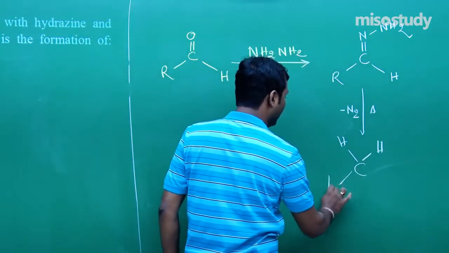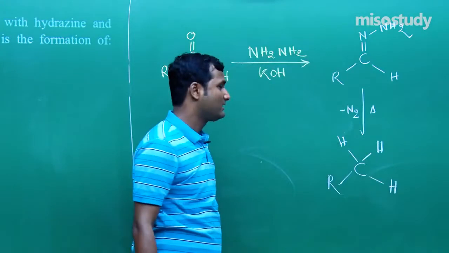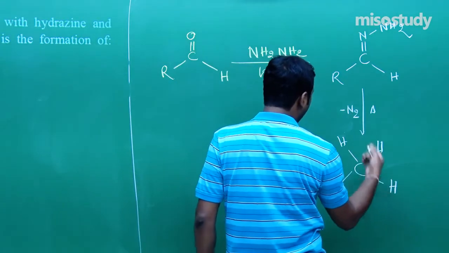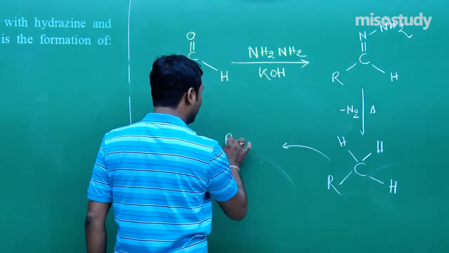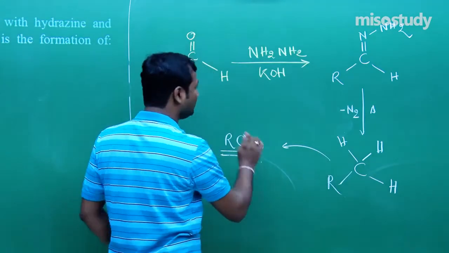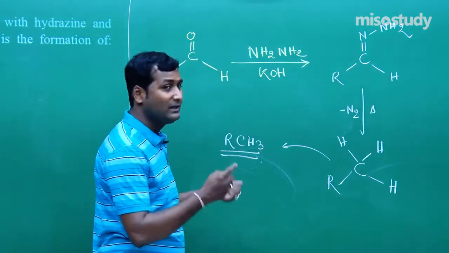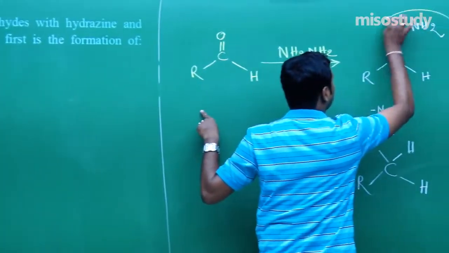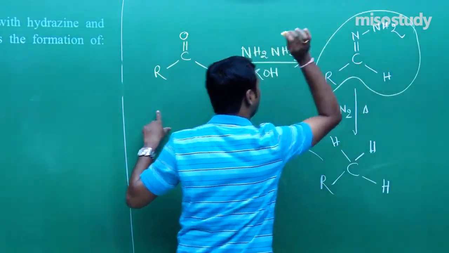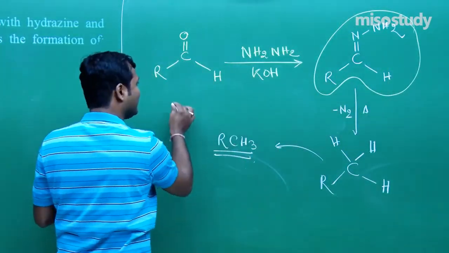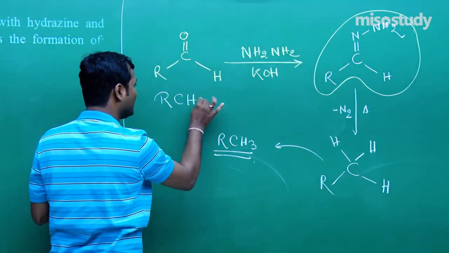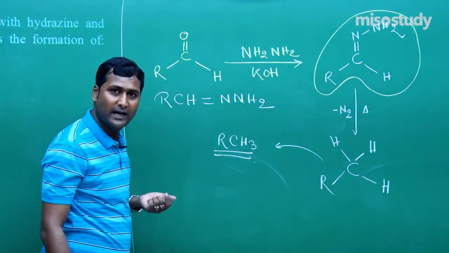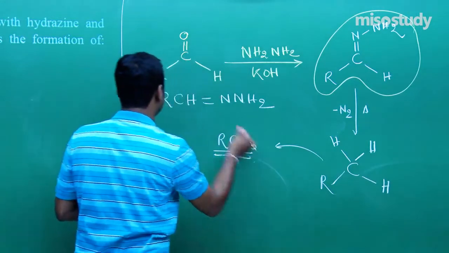It forms RCH3. Check it out. So the question is, the first is the formation of what? The first one is this one. So how to write this? RCH=N-NH2. Am I right, friend? This is the correct option.